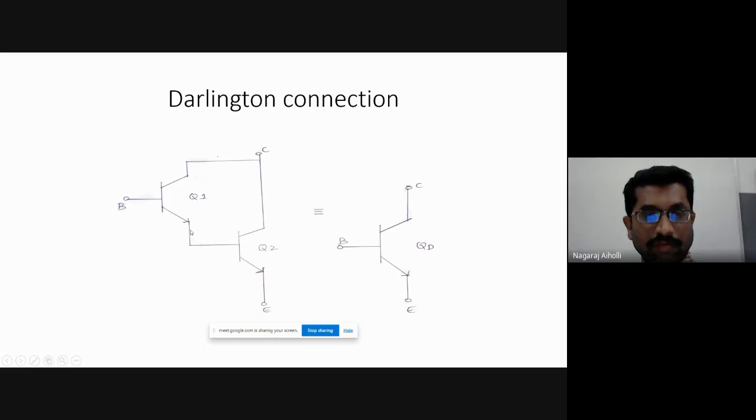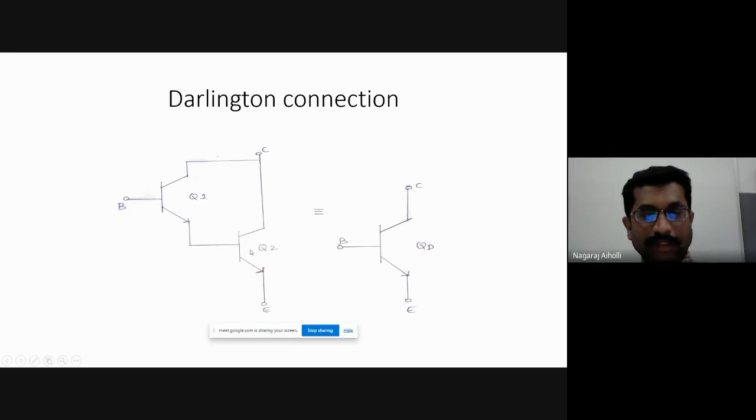The emitter of the first transistor is connected to the base of the second transistor. The collector of both the transistors are shorted. What is the connection here? The emitter of the first transistor is connected to the base of the second transistor. The collector of both the transistors are shorted.